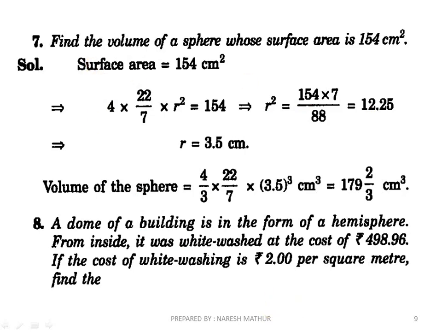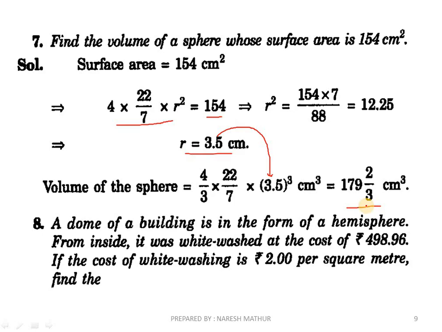Now we can use the formula of the surface area of a sphere, that is 4 pi r square. We can equate 4 pi r square equals 154. So the value of r would be 3.5 centimeter, and the volume of the sphere we can get by simply applying the formula, that is 4/3 pi r cube, by putting the value of the radius in the formula. At the end we can get the answer as 179 and 2/3, which can be written as 179.66 centimeter cube, or we can write it in fraction also as 179 2/3.